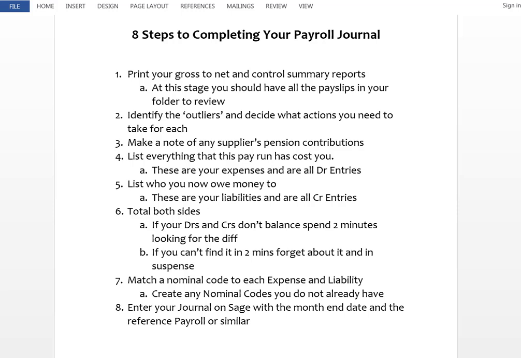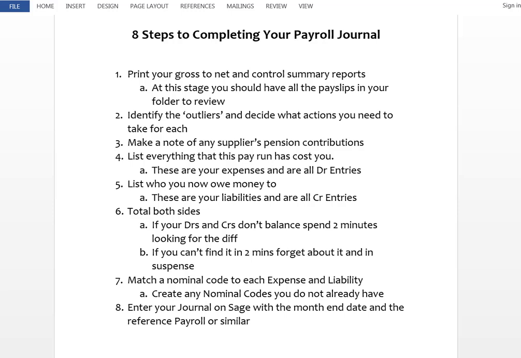So remember, you're probably only going to need one for the examiner, so when you're finished doing your payroll journal you can delete all of the pay slips other than the one that you want to keep out of your folder. So print a new gross to net and control summary, and then you're knowing that you have your pay slips there that you can have a look at.